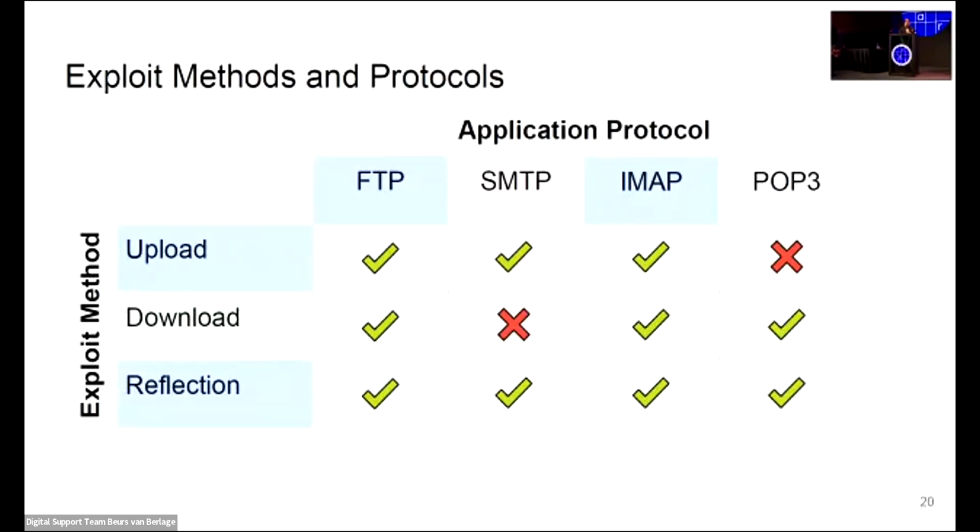So we evaluated all these three fundamental strategies with all of the 4 application protocols that we looked at in the context of the browser, except where it doesn't make sense. SMTP is an email submission protocol. It does not support downloading at all. And POP3 is an email retrieval protocol, which does not support uploading. So we had to exclude these scenarios.